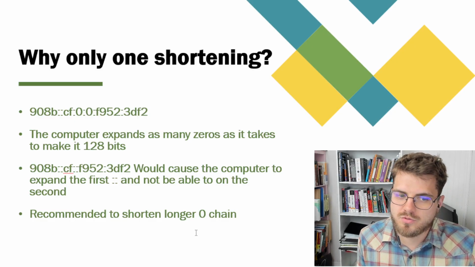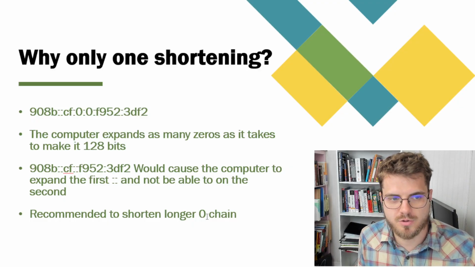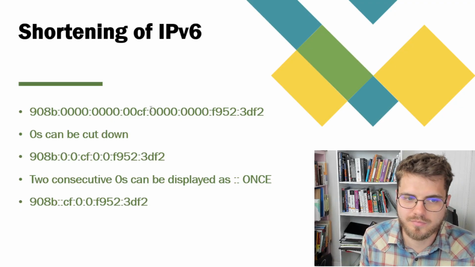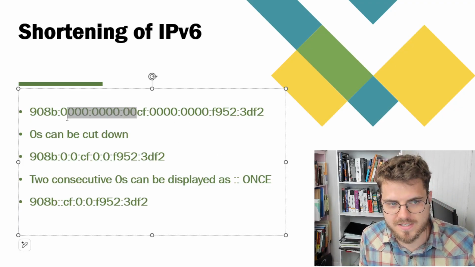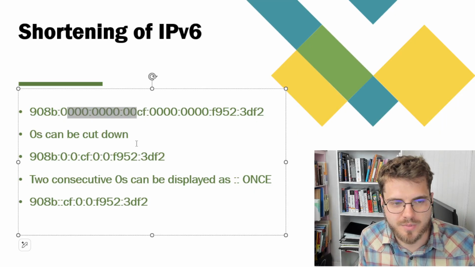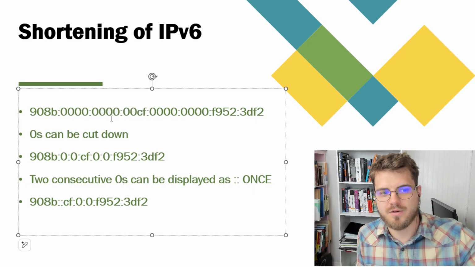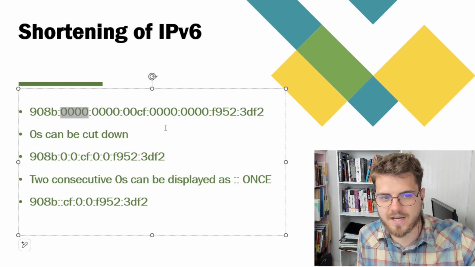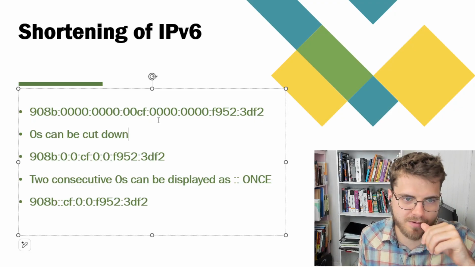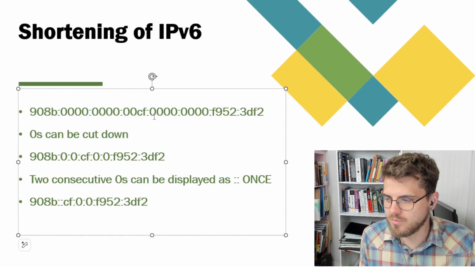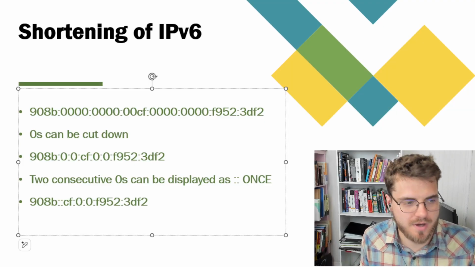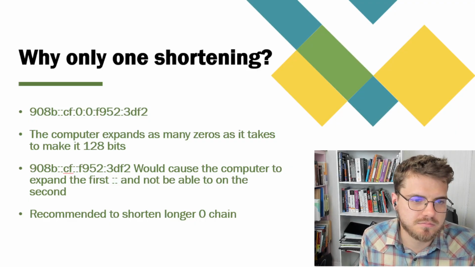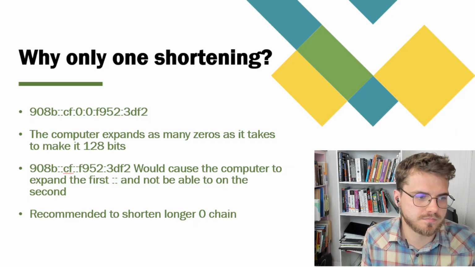And it is recommended to shorten the longer zero chain. This one technically is longer because it has these zeros involved too. But if there were 3 groups of zeros on this side, it's probably better to shorten that one, just because then you will have less to write, obviously. But yeah, I found that interesting, this shortening and how the computer expands them.